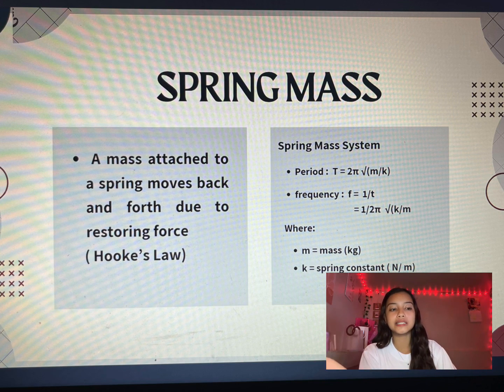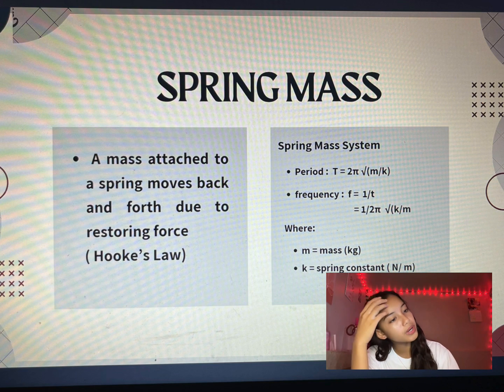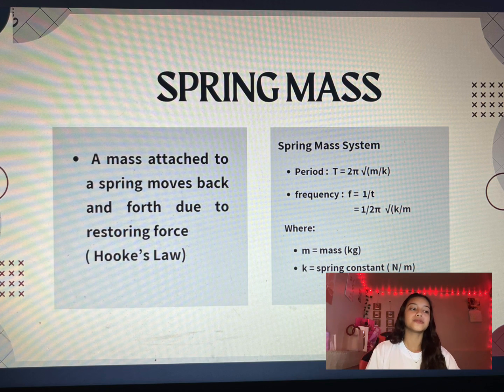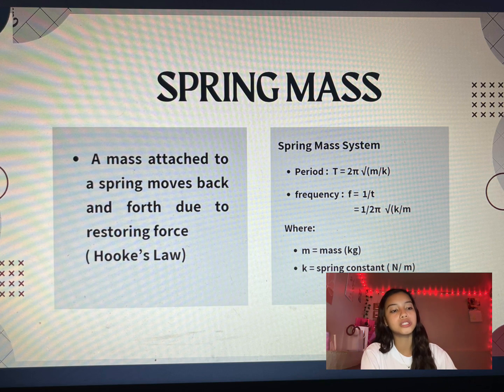So, a spring mass system is a setup where a mass is attached to a spring and it moves back and forth when stretched or compressed. This back and forth motion happens because of a restoring force which follows Hooke's law, and Hooke's law states that the force is proportional to how far it's stretched or compressed.